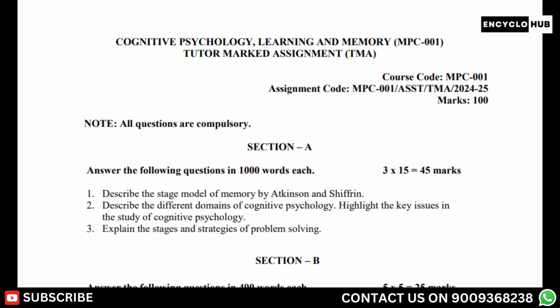5. Describe the aspects and stages of creativity. 6. Discuss Guilford's structure of intellect theory. 7. Describe Spearman's two-factor theory of intelligence. 8. Describe the environmental and cultural blocks to problem solving.